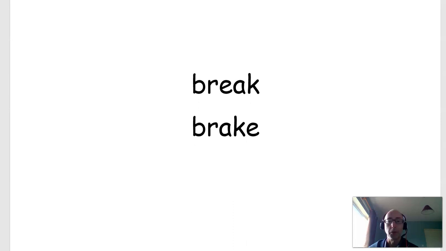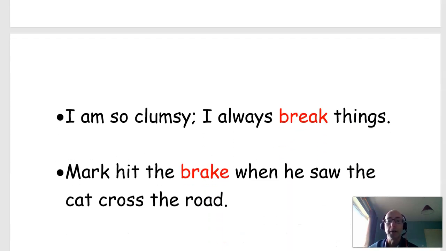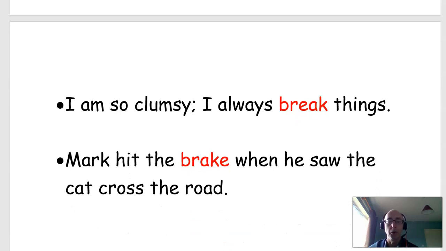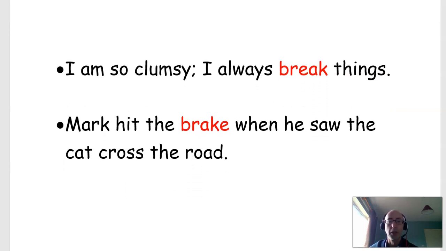So start with break and brake. Again, it's the same sound. And the examples. I'm so clumsy, I always break things. B-R-E-A-K. Mark hit the brake when he saw the cat cross the road. B-R-A-K-E. Again, same sound, different spelling. So the second, brake, of course, is on a bicycle or on a car.